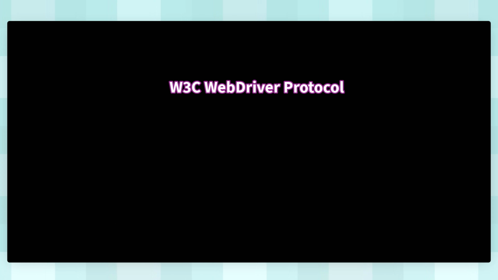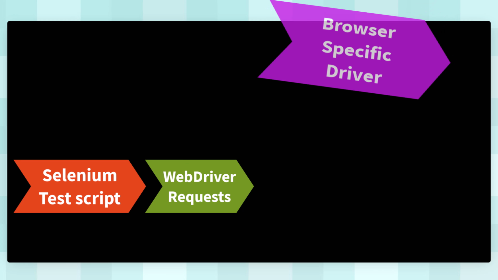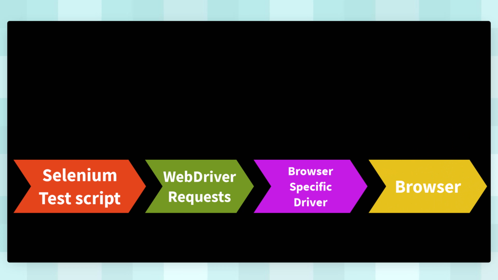Selenium follows the W3C WebDriver protocol, which is the standard way by which automation tools can communicate with the web browser. So in the communication flow, you write your Selenium test script. This test script contains different commands like click, sendKeys, or getText. Selenium will convert these commands into WebDriver requests. Now these requests are given to the browser-specific driver. So if you are automating on Chrome, then Selenium uses ChromeDriver. For Firefox, it uses GeckoDriver. For Microsoft Edge, it uses EdgeDriver.